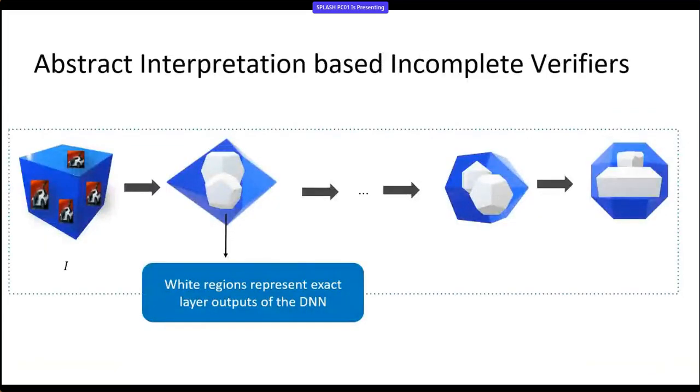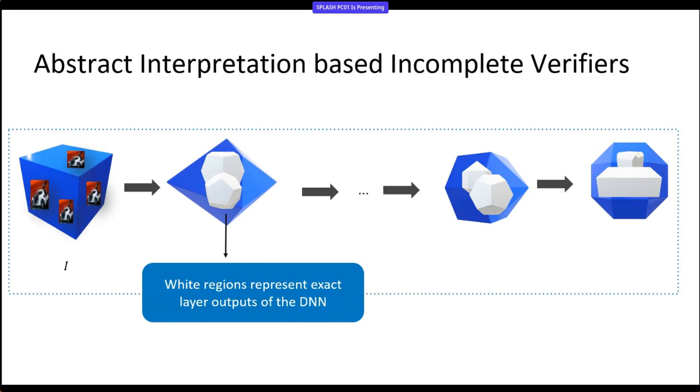Now, let me give a bit of background on how these incomplete verifiers work. Most of these incomplete verifiers work based on abstract interpretation. The idea is you have this input region I. Now, on your L-layered neural network, at each layer, this white region represents the exact values the layers can take.